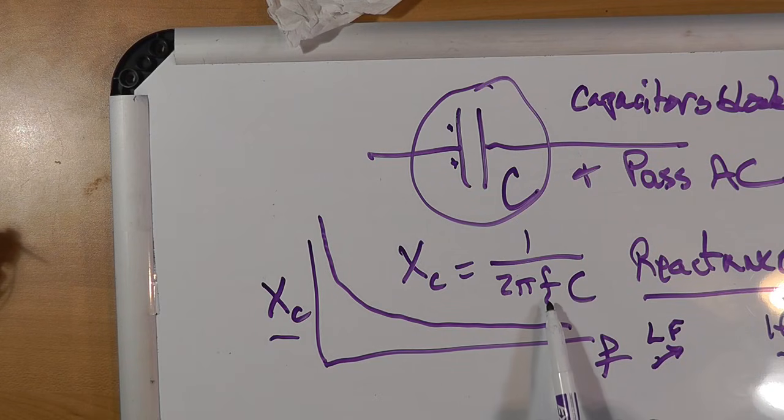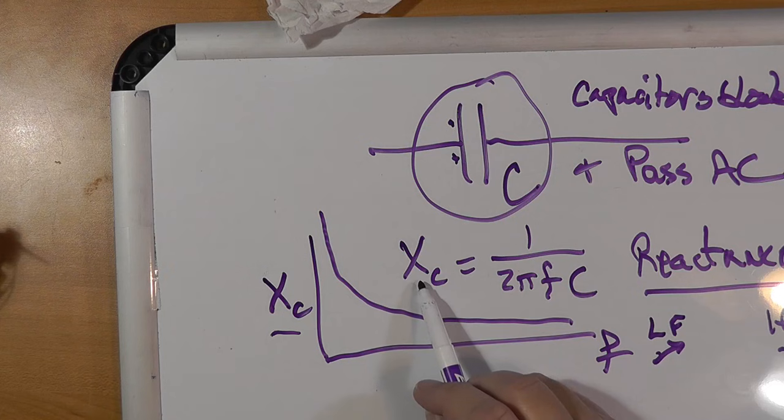This is the capacitance which is intrinsic to the device. This is the frequency that you're trying to pass through it. 2 pi shows up in lots of formulas because sine waves and so on are all generated by circles, as I've shown in previous videos, and 2 pi is the diameter of a unit circle. Unit circle meaning a radius of one. It's pi d for the circumference. Okay, so that's X sub C.